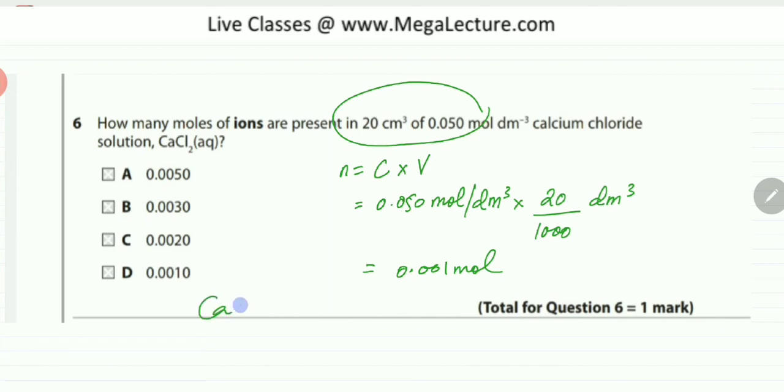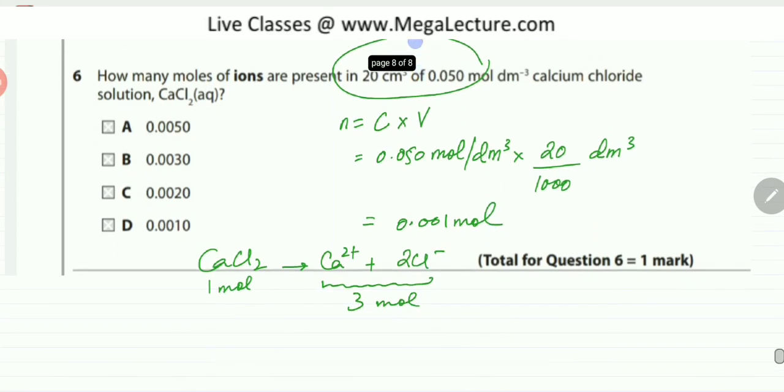Now it's calcium chloride. Now remember the ratio: 1 mole is going to produce how many ions? If it dissociates, it's going to produce 1 calcium ion and 2 Cl⁻ ions. So that's a total of 3 moles. So the ratio is 1 molecule is going to produce 3 ions. So it's 1:3.